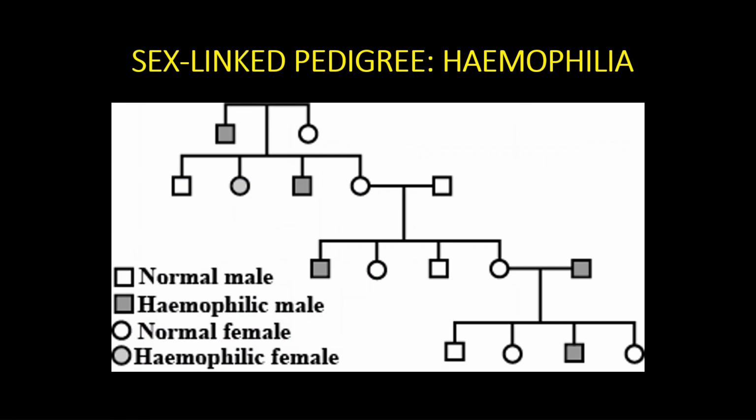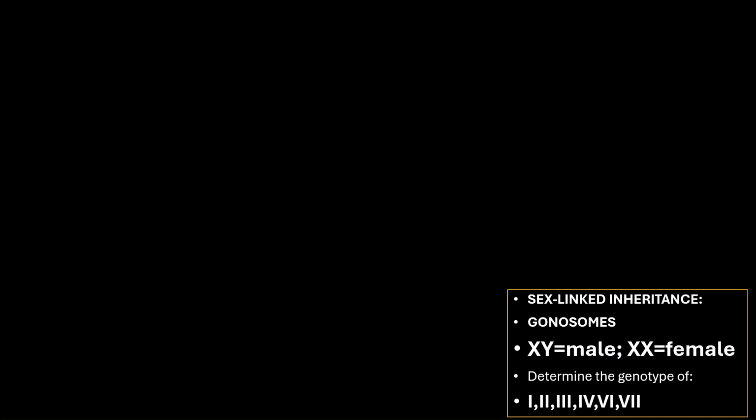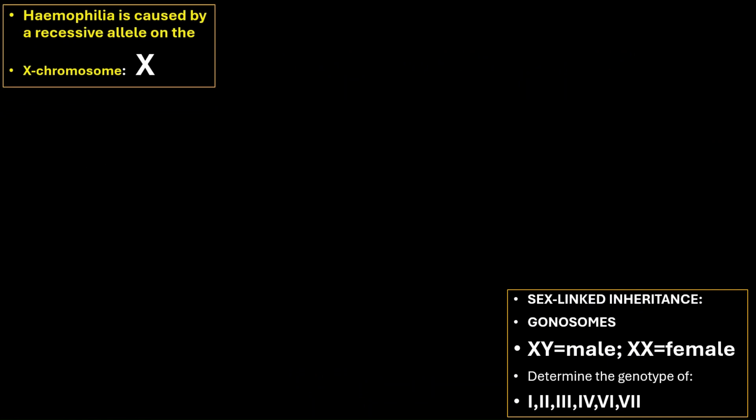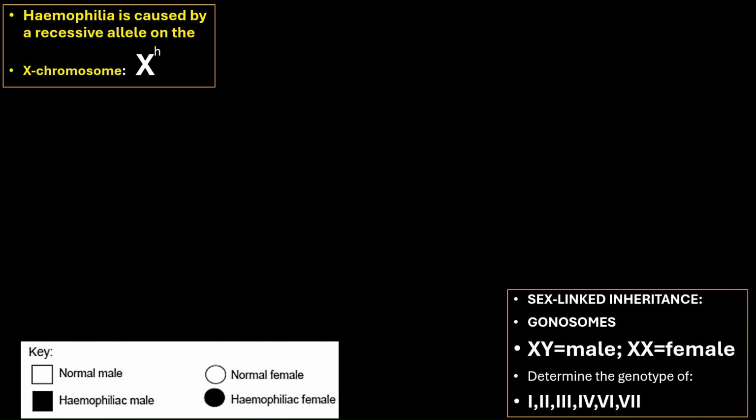Okay, so hemophilia 2 is connected in pedigree. So let's look at it here. You must know that the gonosomes for a male are mostly XY, one large chromosome and one small chromosome. They are not identical. The gonosomes for females are identical, both large. So let's look at the family here. Hemophilia is caused by a recessive allele on the X chromosome. That is it. Now, here is the key.